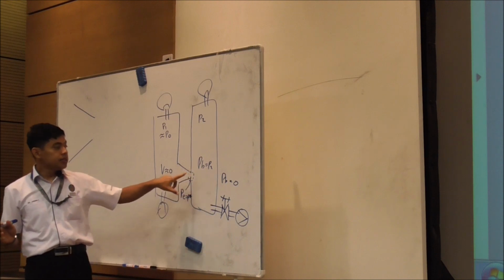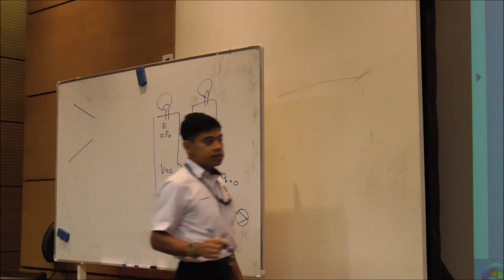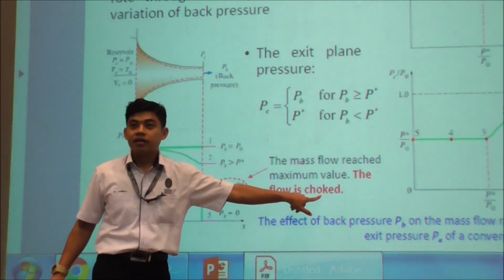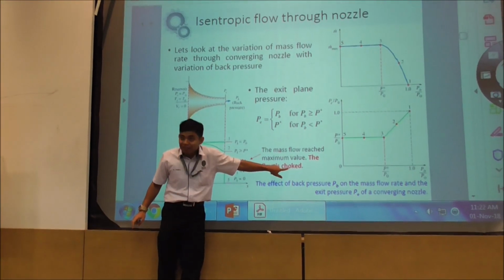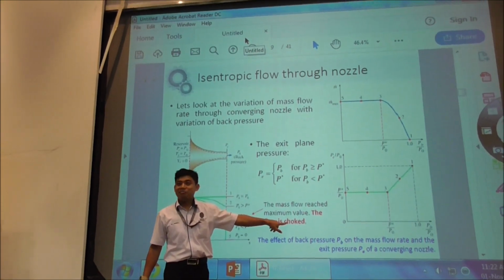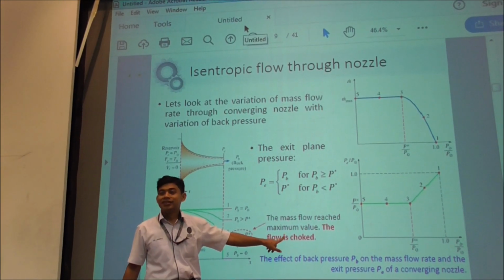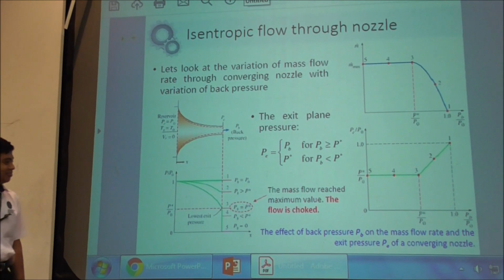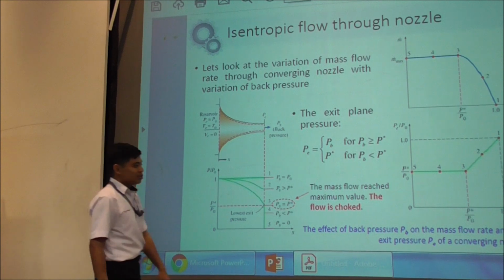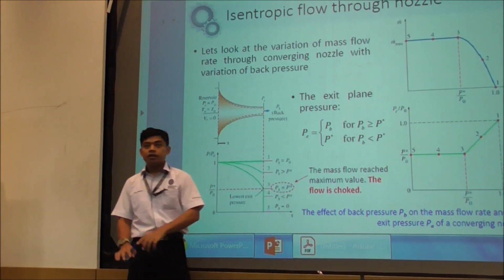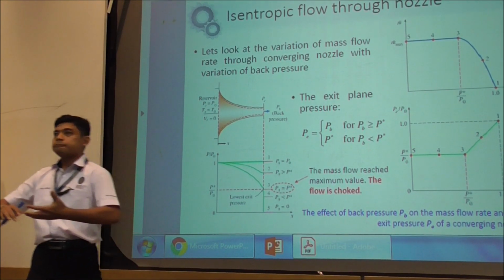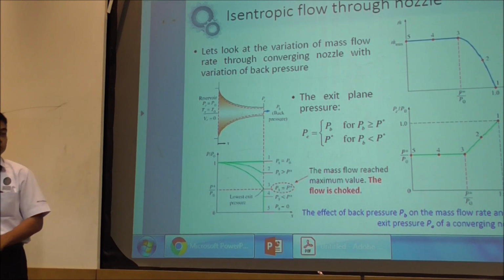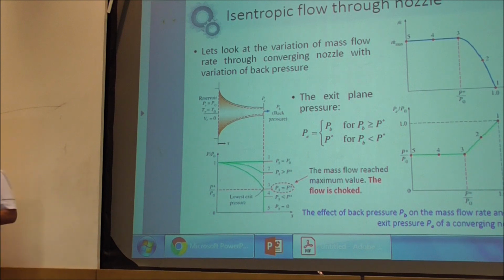That's why in this condition, it is stated that the flow is choked. Pronounce it yourself. I'm a bit worried with this word. So, in this condition, the flow is maximum. You cannot increase it further. It's stuck there. Clear? So, this is the choked condition.